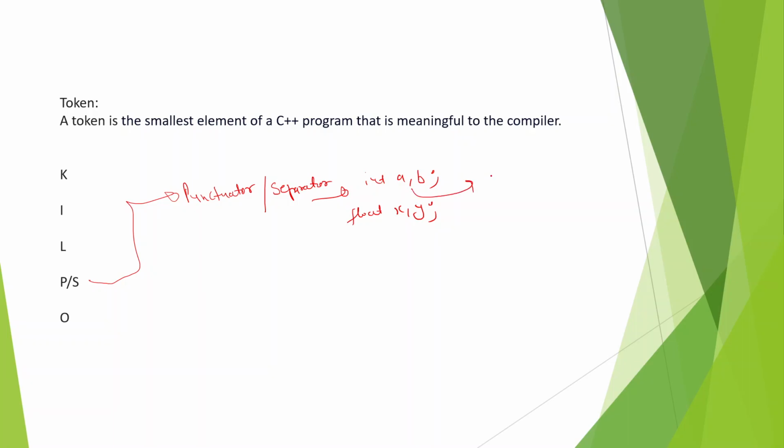Comma, semicolon, curly brackets, parenthesis. All parentheses are punctuators and separators. Okay, dot, commas. Okay, these are the separators or punctuators.